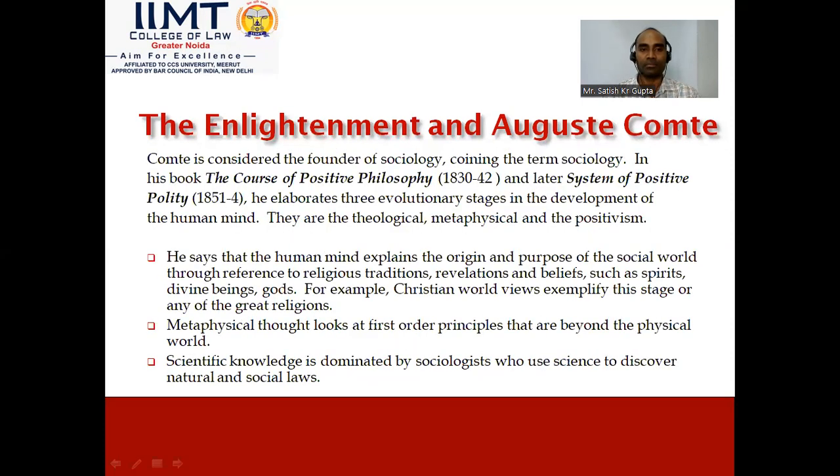In the next slide, we can see the Enlightenment and Auguste Comte. Comte is considered the founder of sociology, coining the term sociology in his book, The Course of Positive Philosophy, from 1830 to 1842, and later System of Positive Polity, 1851 to 1854. He elaborated three evolutionary stages in the development of the human mind: the theological, metaphysical, and the positive age.